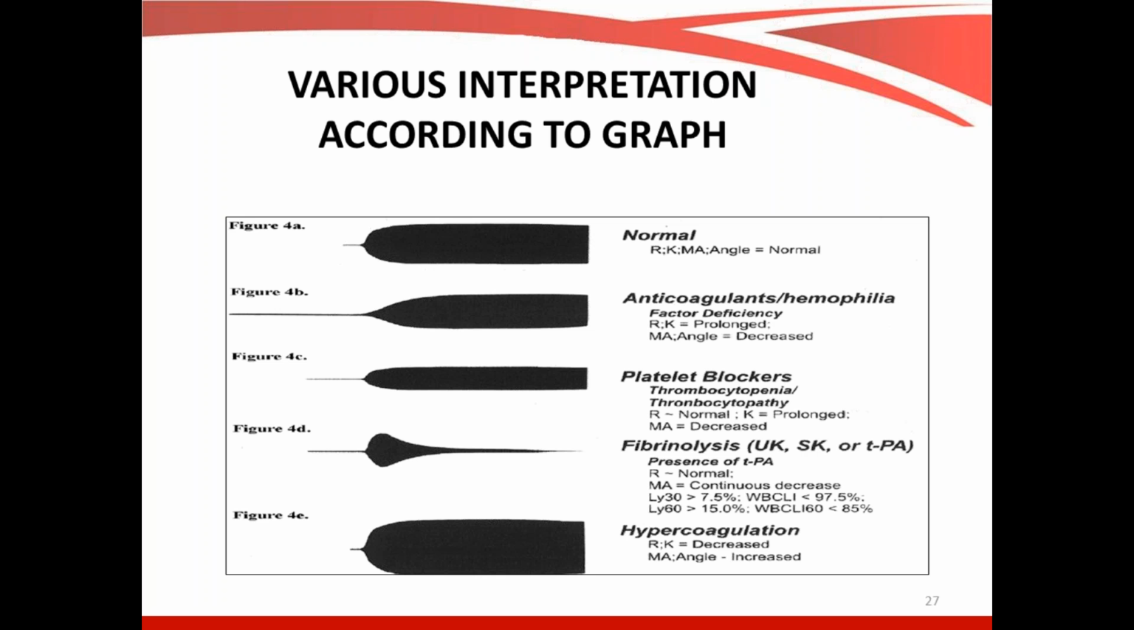And this is a hypercoagulable dehydrated patient where the R and K are very small and your MA and alpha angle are increased. This is a typical case who comes to us in a fasting state, a dehydrated patient or a uremic patient or a patient on ECMO.